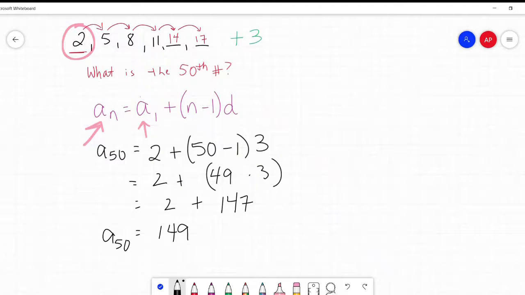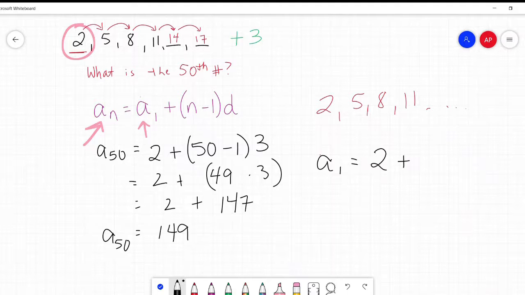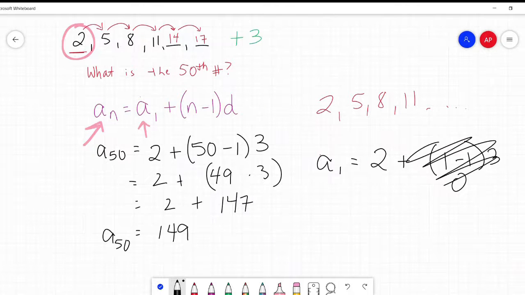Now, where did this formula come from? Well, it comes from what's happening each time. Let's look at this sequence again. So I have 2, 5, 8, 11, and it just keeps going. I'm starting with 2. So what would happen if I wanted to say, now it may seem silly, but what is the first term in this sequence? Well, I take the first term, that's 2, and I want to know the first term plus 1 minus 1 times the difference, which is 3. Well, 1 minus 1 is 0. 0 times 3 is 0, so 2 plus 0.